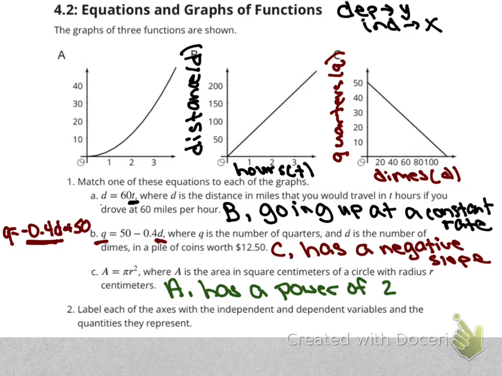Alright, and then we have the last one. A equals pi times r squared. A is in the dependent variable spot, so that's going to be your y, so that means area is going to go on the y-axis. And then r is in our x spot, and that's for radius, so under the x you're going to have radius r. So now each one of these graphs has its x and y axis labeled.